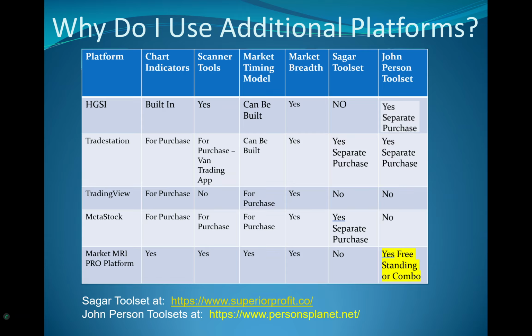It's the learning curve, and most people aren't going to have the time, nor make the time investment, to learn how to use it. I mentioned Sagar and John's. HGSI has, for a separate purchase, John's Toolkit. It's an annual purchase.